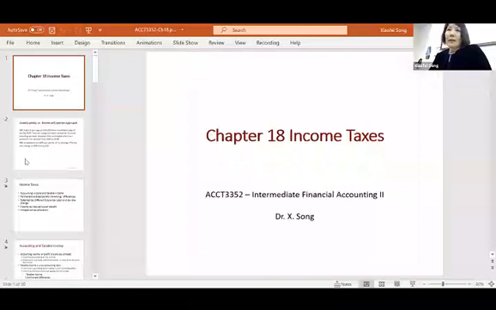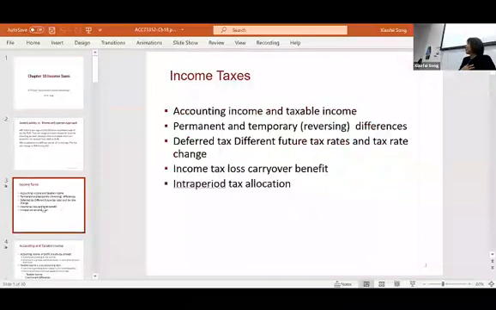Okay, today is about income taxes. So we did a quick review about the assets and liability approach. So today we'll start on chapter 18 proper. So these are the topics we're going to talk about.